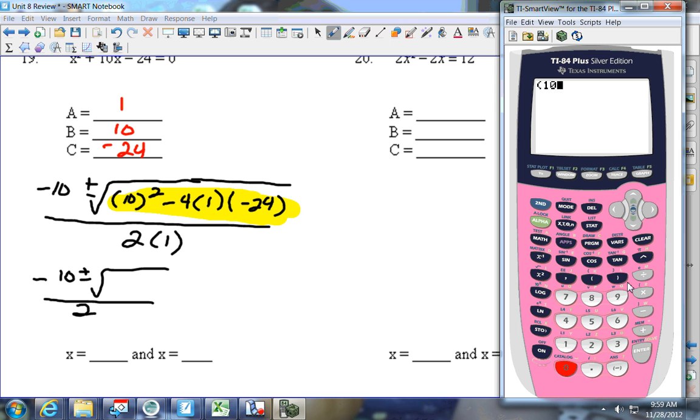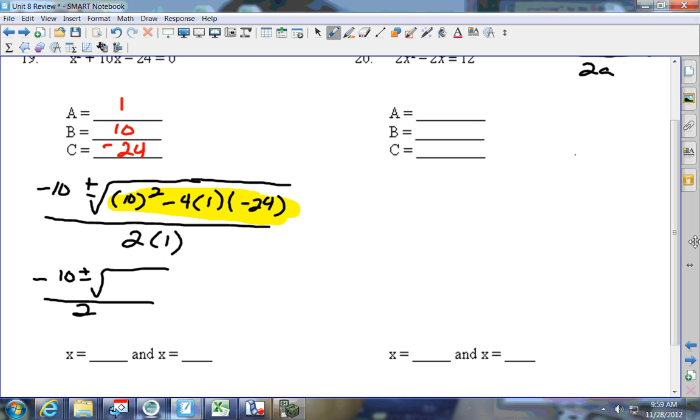Okay, I'm going to do 10 squared minus 4 times a times c. And I'm being yelled at saying it's 196, which it is. So now we go and put 196 underneath the square root sign.